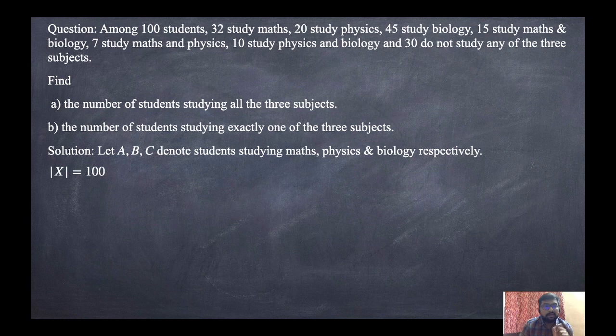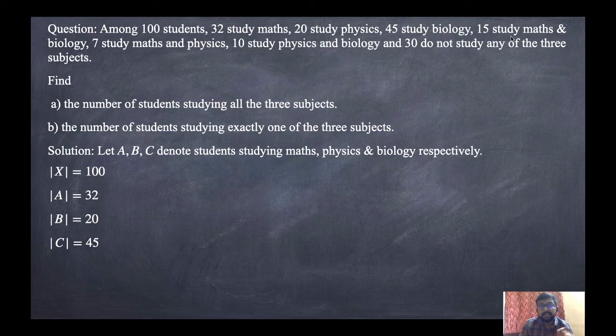Now, cardinality of X, that means how many total students are there. So among 1000 students, that means cardinality of X equals 1000. Okay. Now 32 study maths, so that means cardinality of A is 32. 20 study physics. For physics, we have taken B, so cardinality of B is 20. For biology, we have taken C, so cardinality of C is 45.